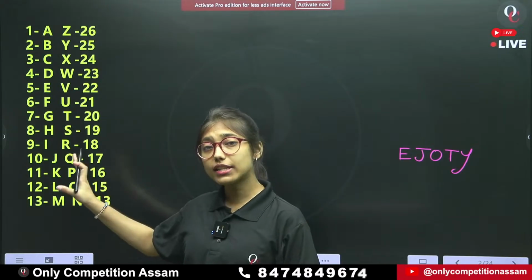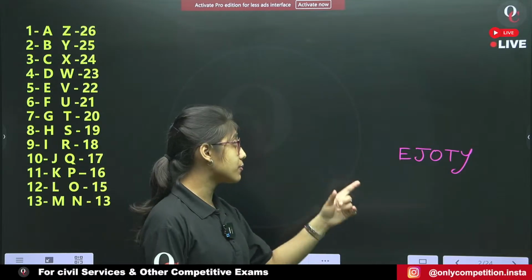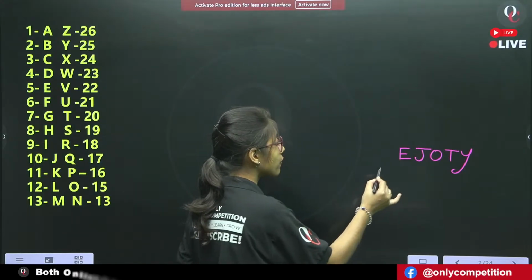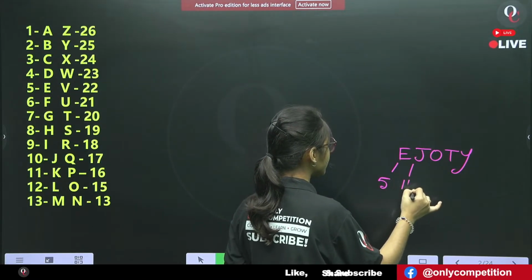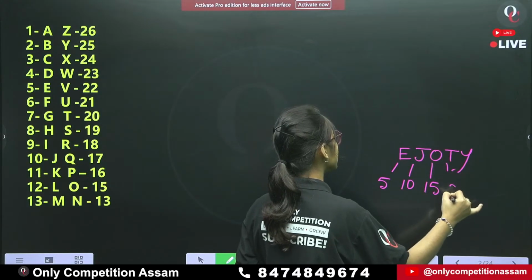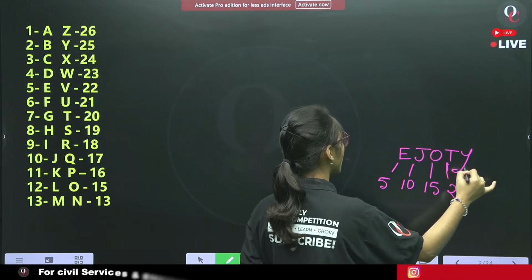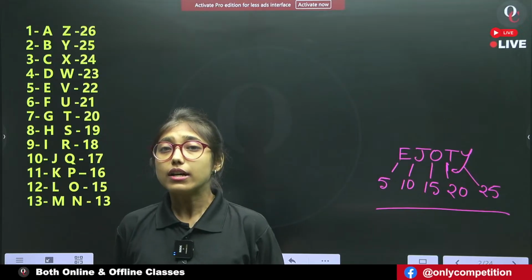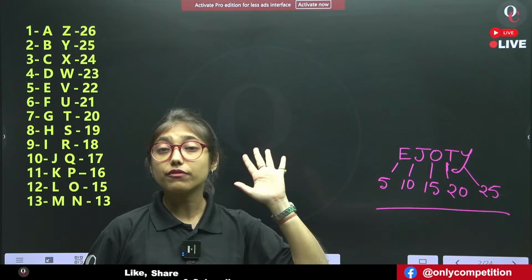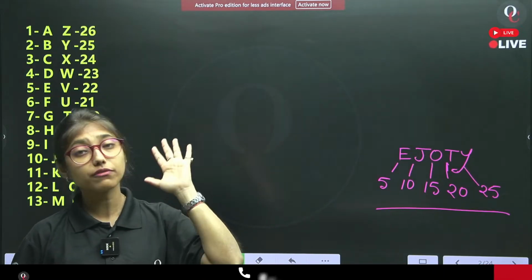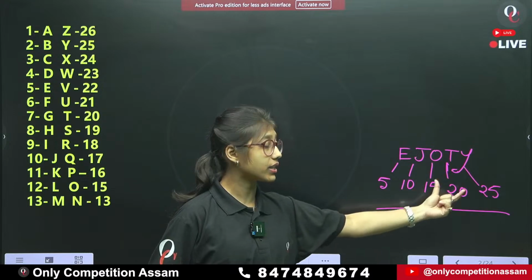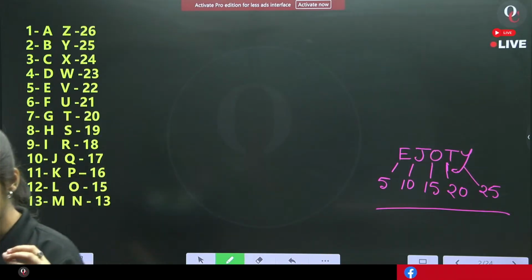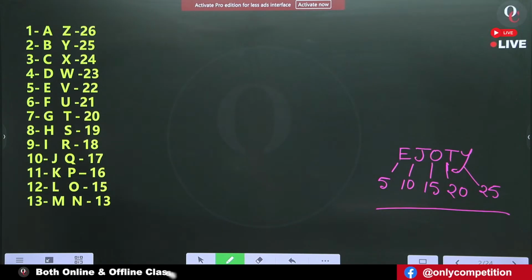Now, by looking at this particular table only, you can tell me what is the position value of E, J, O, T and Y. The position value of E is 5, J is 10, O is 15, T is 20 and Y is 25. As you can observe, the position values of the word EJOTY are multiples of 5, isn't it? Multiples of 5. For example, 5, 10, 15, 20 and 25. Now, this particular word helps us to memorize the alphabetical series and the position values.